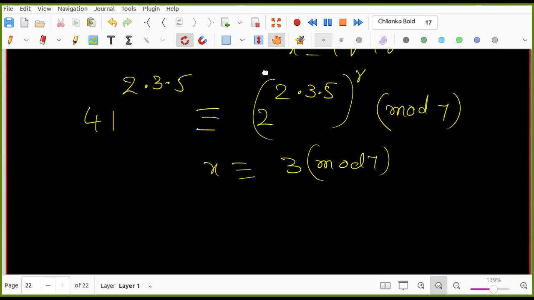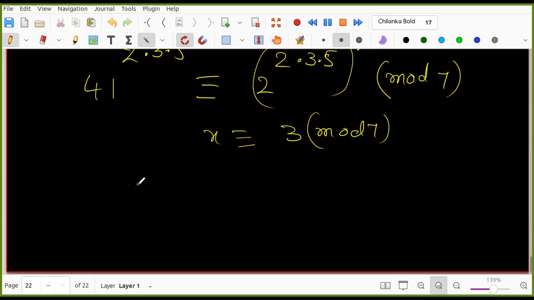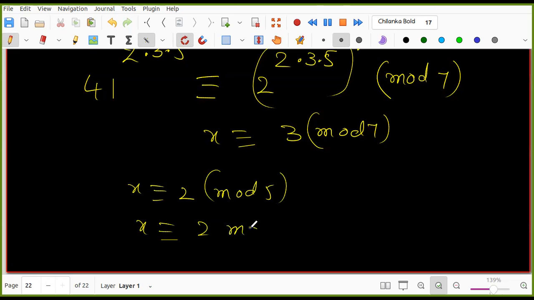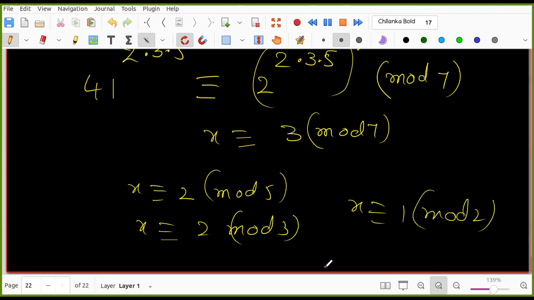In similar lines, you can compute x is congruent to 2 modulo 5, x is congruent to 2 modulo 3, and x is congruent to 1 modulo 2. By CRT, we'll get x. I have a few more problems, but okay, I'll stop here. This algorithm is very quick and gives the discrete log value, provided the primes are very small.